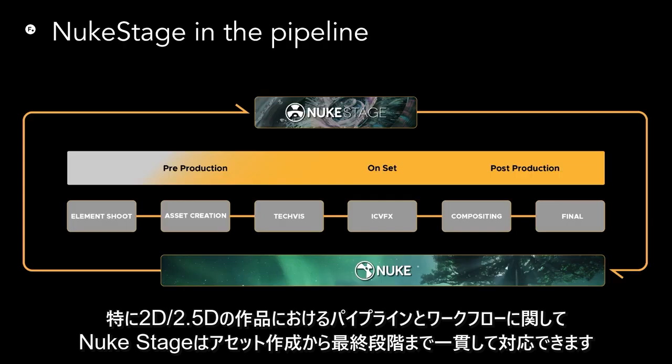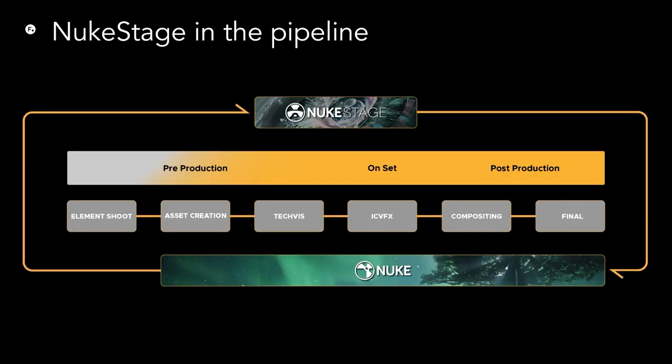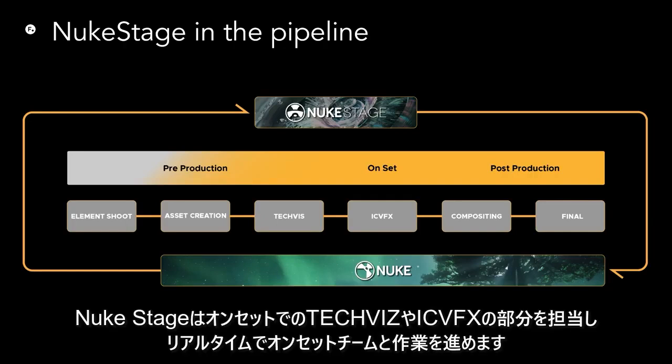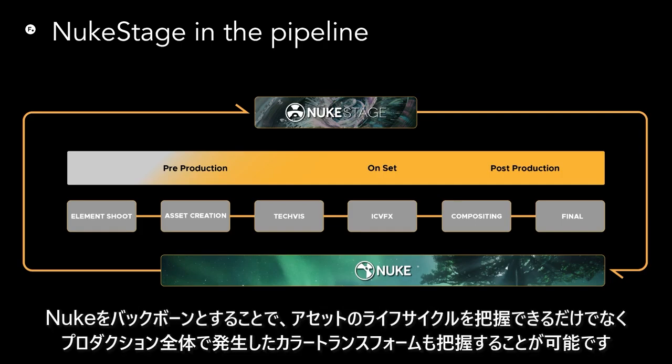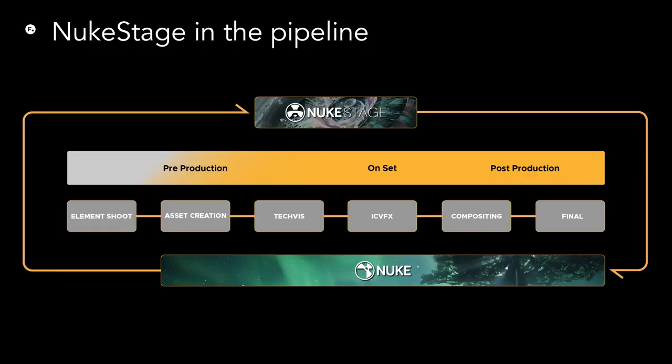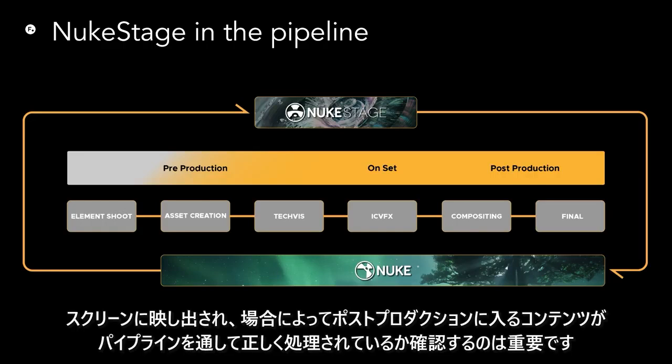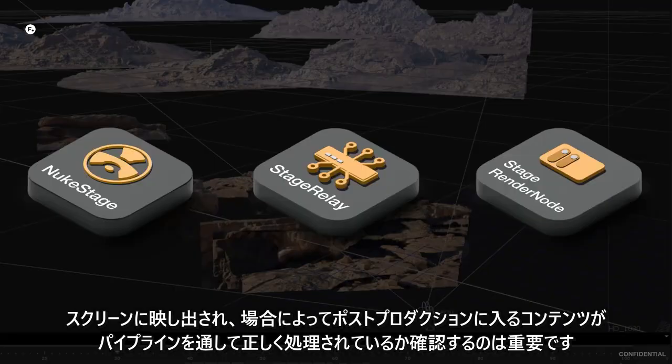In terms of pipeline and workflow, for 2D and 2.5D shows in particular, Nuke Stage can run from asset creation all the way through to final, with Nuke Stage then picking up the TechViz and ICVFX portions on set, where we work in real time and collaboratively with the on-set team. Having Nuke as the backbone for the production allows us to understand the asset lifecycle, but also color transforms as they have happened throughout the production. This is really valuable to ensure that the content that ends up on screen and may end up in post-production has been correctly manipulated throughout the pipeline.